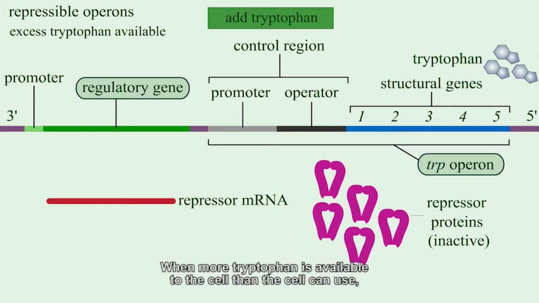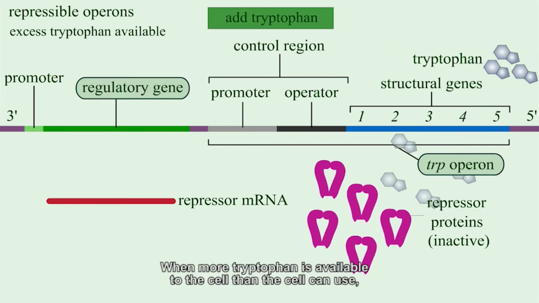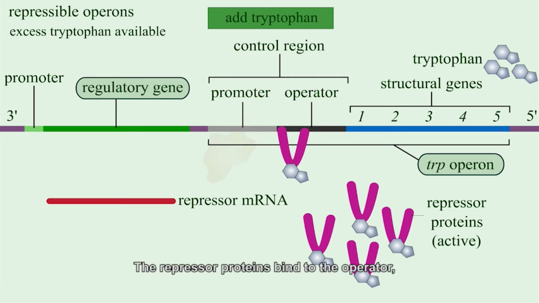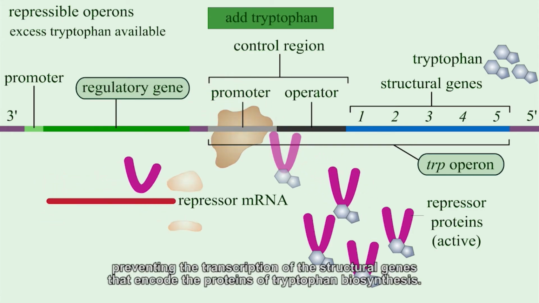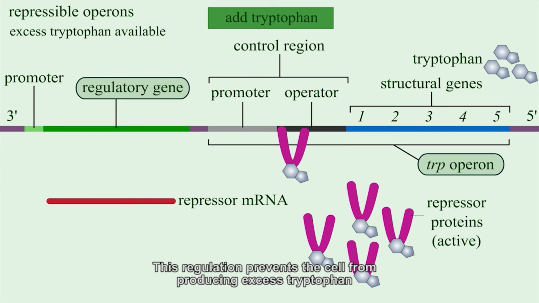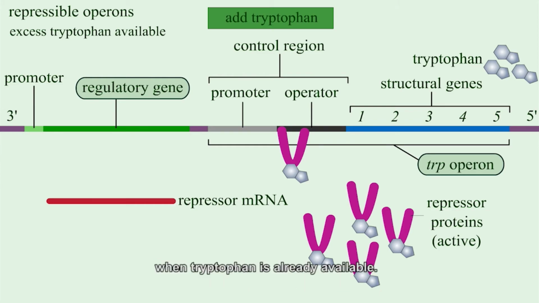When more tryptophan is available to the cell than the cell can use, some tryptophan molecules bind to and activate the repressor proteins. The repressor proteins bind to the operator, preventing the transcription of the structural genes that encode the proteins of tryptophan biosynthesis. This regulation prevents the cell from producing excess tryptophan when tryptophan is already available.